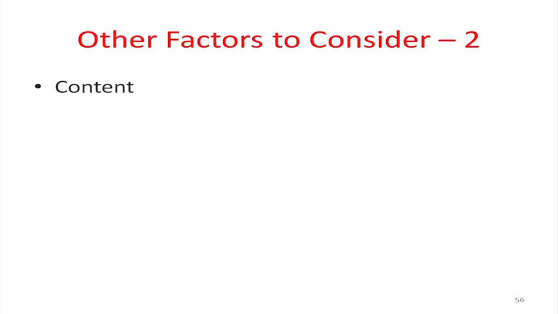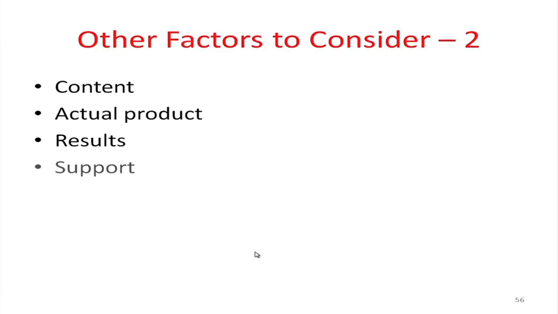Similarly, there are certain other considerations like what would be the content of the training program, in terms of, say, lesson plan and other things. Then you also need to look at the actual product. So, you can ask them what programs they are going to offer, and you can also ask them to show the results you get based upon the feedback of other organizations, and what kind of support system would be required by them.